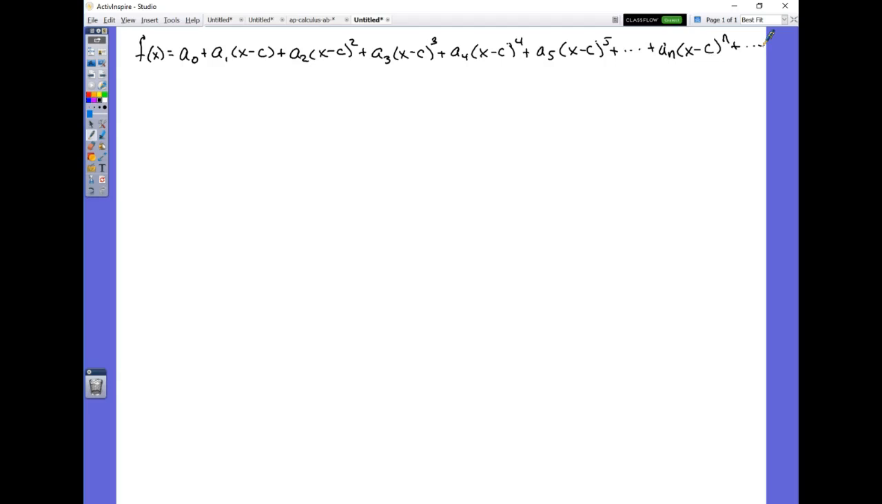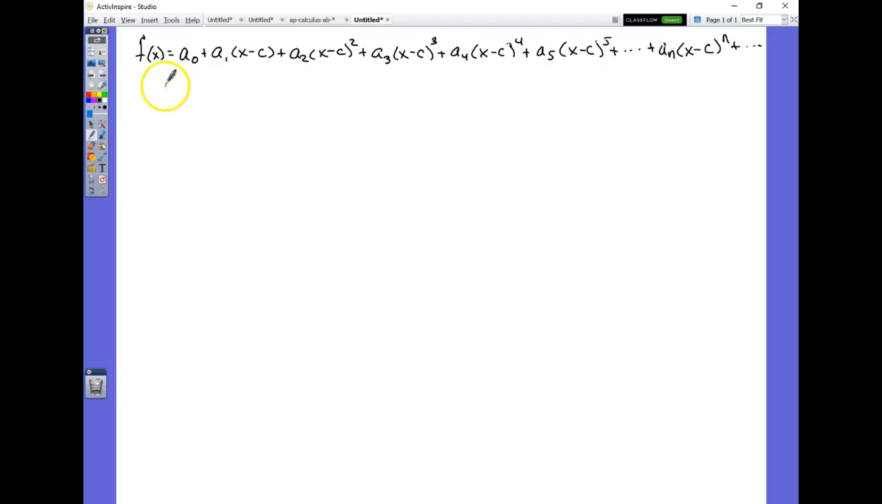How do I make every single term disappear except for the a of 0? Ooh, not make x 0, because if x is 0, then this becomes negative c squared, negative c cubed, negative c to the fourth. What can I do to make every single term in this problem except for a0 vanish? Make x to c. If x becomes c, then every single x minus c becomes 0, right?